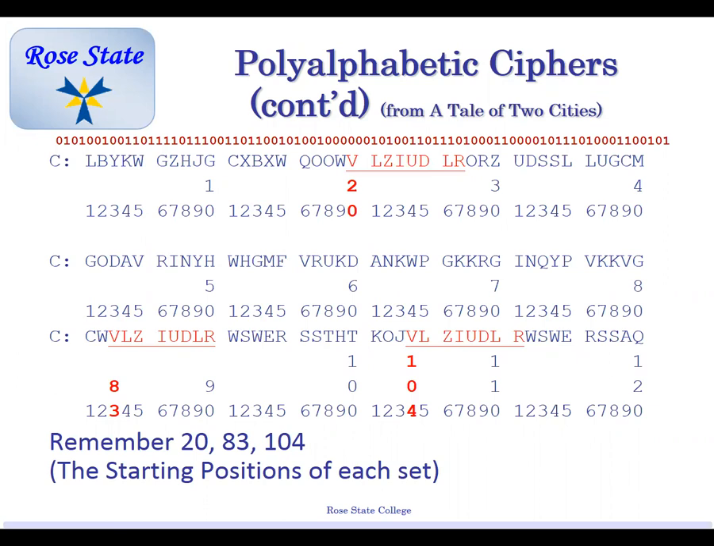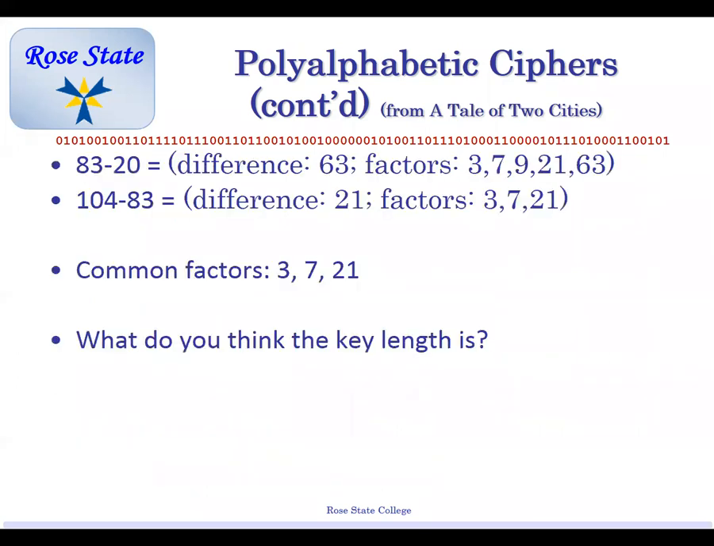The difference between the two. So 20 from 83 will give us 63. Then 83 from 104 will give us 21. All right? So let's go on. So 83 to 20 gives us 63. The factors are 3, 7, 9, 21, 63. 104 to 83 gives us 21, which is 3, 7, and 21.